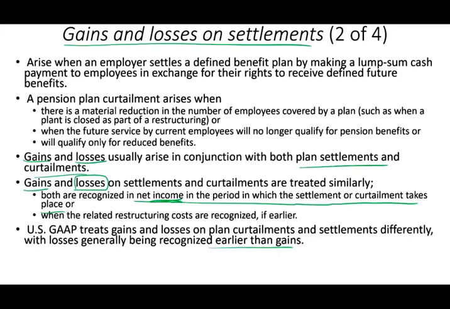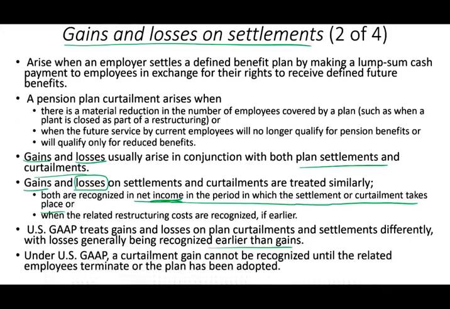So if there's any losses, you recognize them immediately. If there's any gain, you will defer them until the plan is adopted. So once you know there's a change in the plan under US GAAP and you know there's a loss, you recognize the loss immediately. If there's a gain, you wait until you go through the gain. Okay, so simply put, we cover all three components of net income.